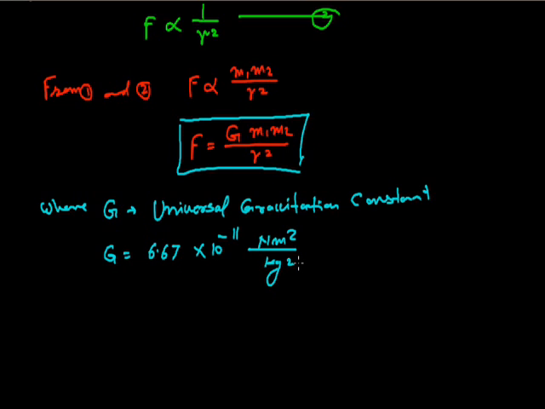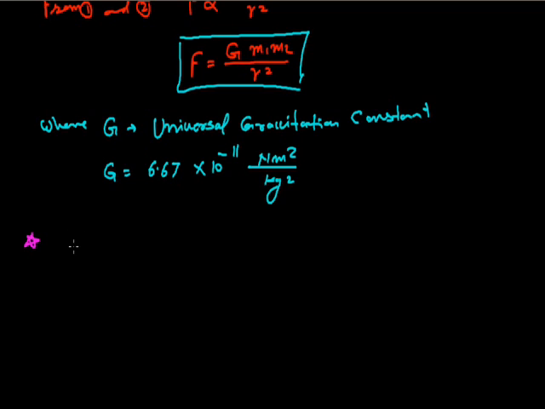The unit can be calculated by the above formula. F is equal to G m1 m2 upon r square, so G will be equal to F r square upon m1 m2, and the unit of F is Newton, r square is meter square, so Newton meter square upon m1 into m2, that is kg square.